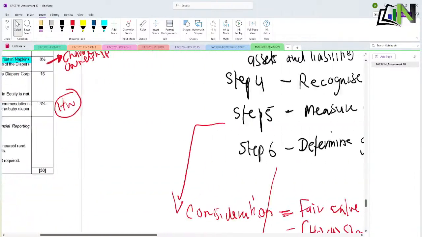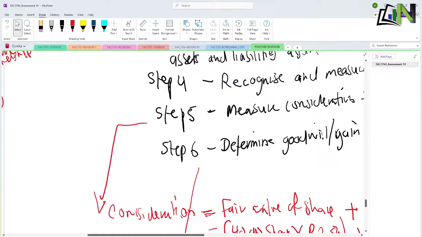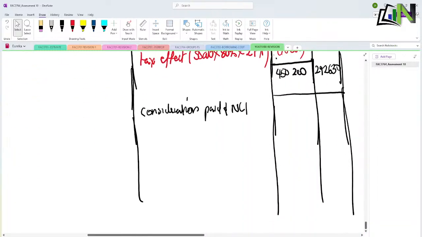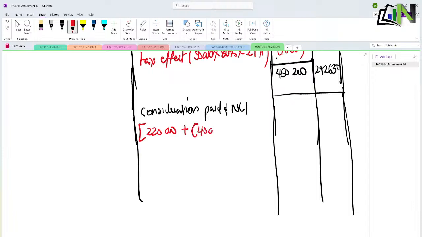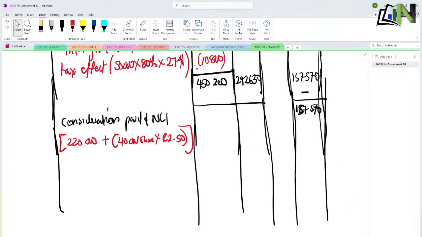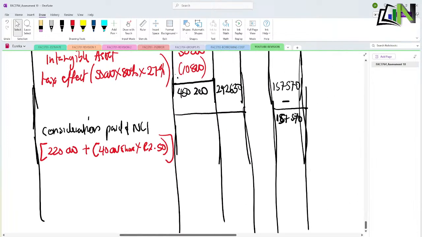So now that I have that, I'm going back here. You're seeing where I'm getting my figures from. So we have 220,000 cash plus shares, 40,000 shares multiplied by the fair value of R2.50 each per share. This will give us the total consideration that was supposed to have been paid. 40,000 shares multiplied by R2.50, that's 100,000.